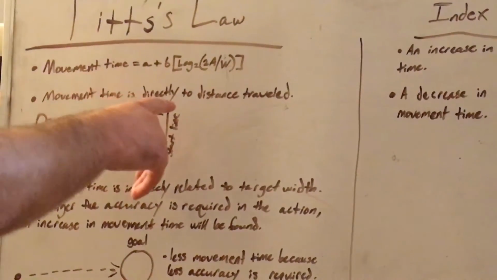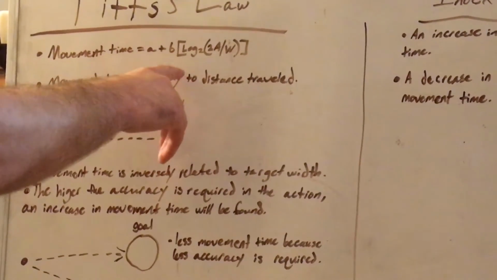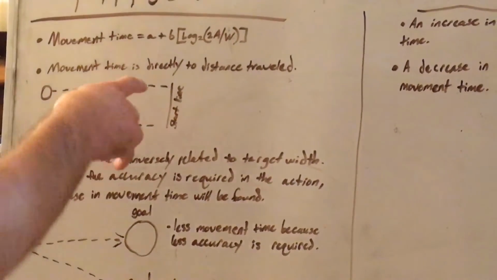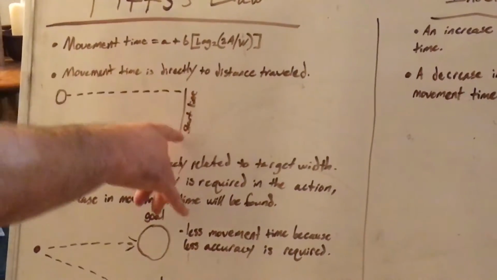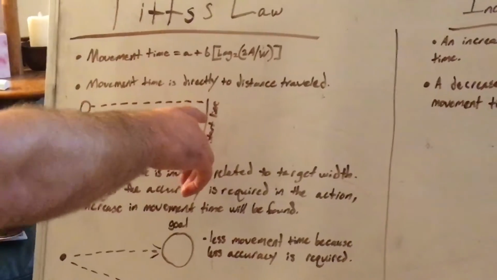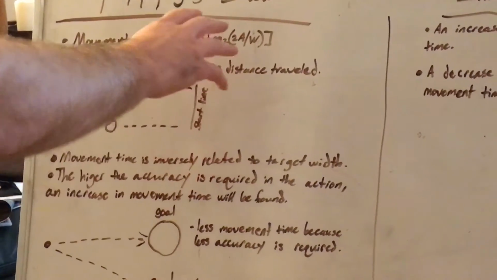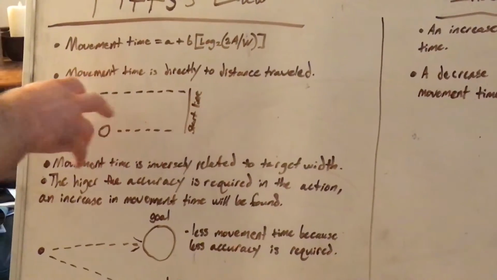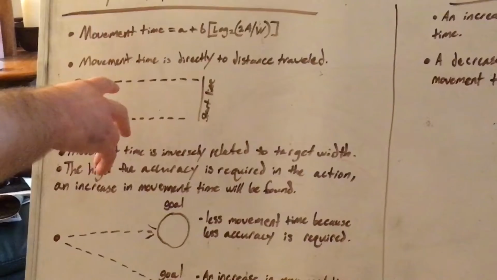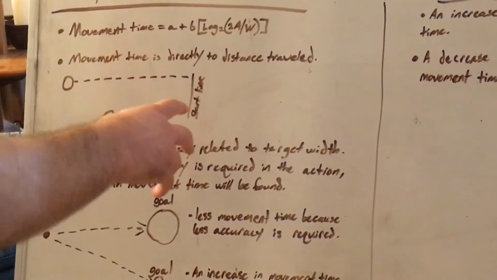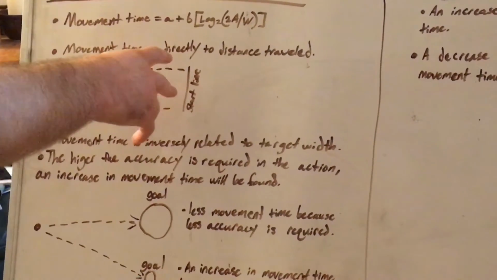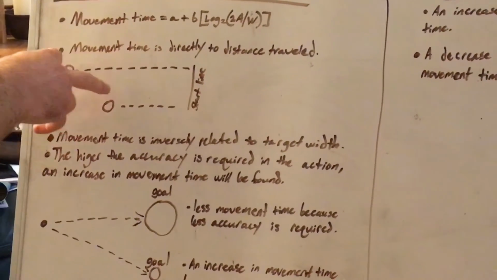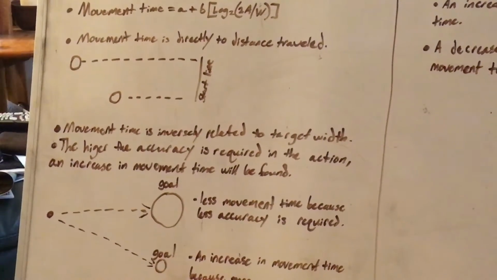Movement time is directly related to distance traveled. So using this as an example, if we had the start line here, two competitors will start at the same distance, but their destinations will be at different distances, which will affect their movement time. As is, if they are running at the same speed, this one should be getting to the ball quicker than the one that has to go further the distance.